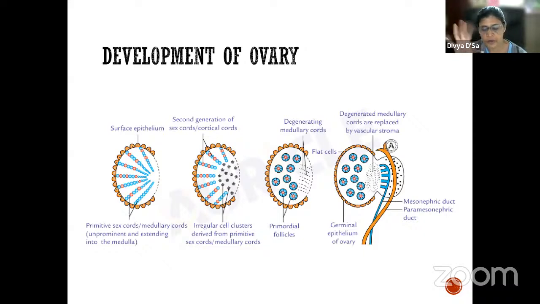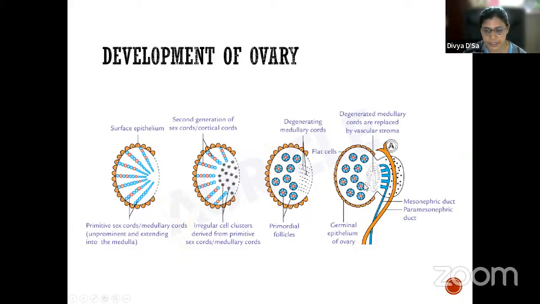All the primordial follicles, if you see, are confined only to the cortex. They are formed only during fetal life. We do not see them forming after birth. Now the mesoderm here, unlike in the males, does not form a thick fibrous layer around the ovary, like the tunica albuginea. So the ovarian follicles here are not separated from the surface epithelium of the ovary.